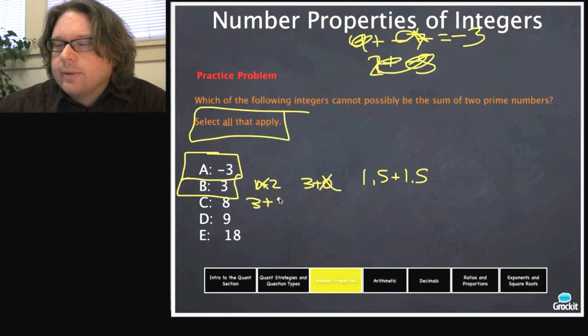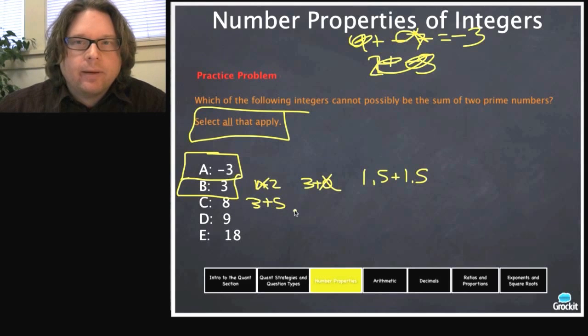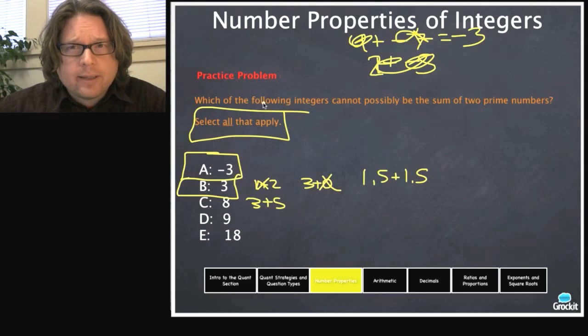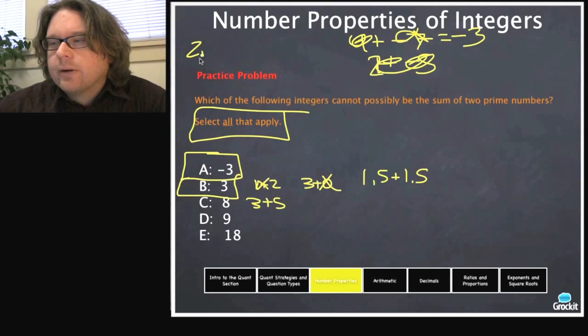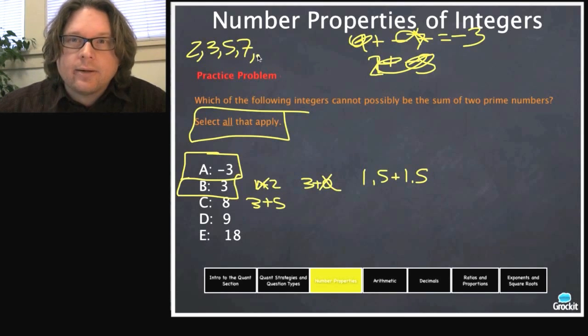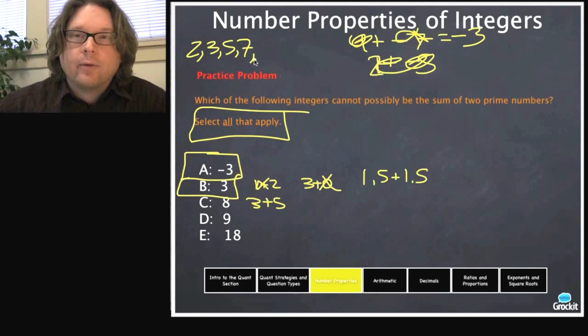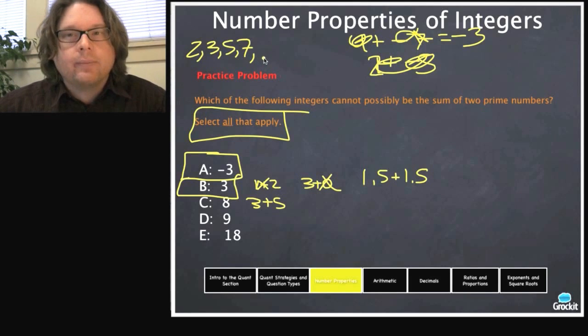Well, 8 could be 3 plus 5. 3 and 5 are both prime numbers. It may help you when you have a prime question, if you're not as comfortable with primes, to memorize the first few prime numbers and then write them down. So the first few prime numbers: 2, 3, 5, 7, not 9, because 9 could also be 3 times 3. If it were only 1 times 9, it would be prime. But since 3 times 3 is another way to get 9, it's not prime.